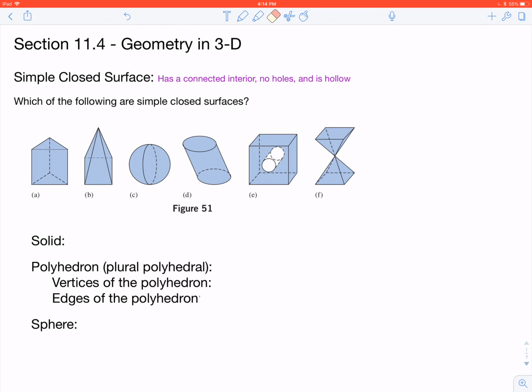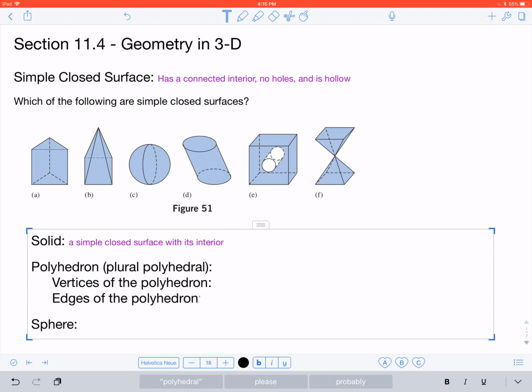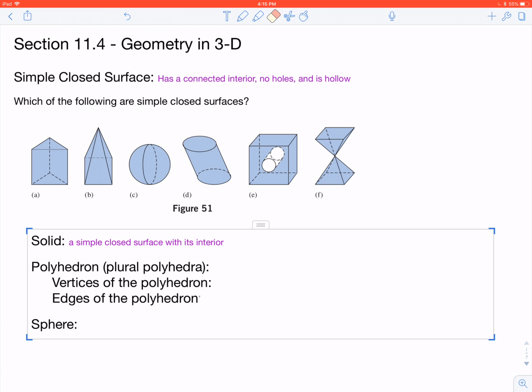If we go down then to the next one, we have solid. This is a simple closed surface, what we just talked about, combined with its interior, so it's no longer hollow, it's a solid. Polyhedron, the plural form of that is polyhedra. Sorry about that, that is misspelled, so if you would fix that in your notes, please. Polyhedra is the plural form of that.